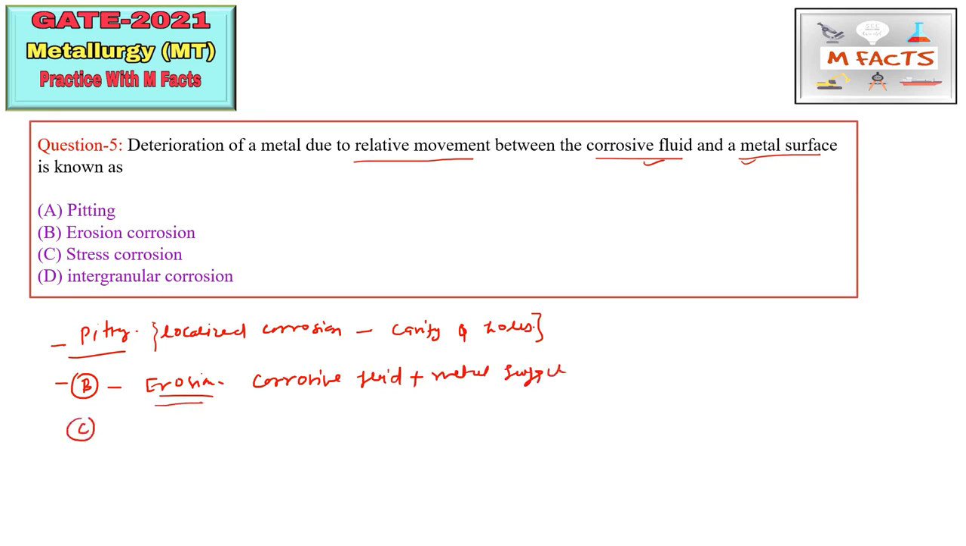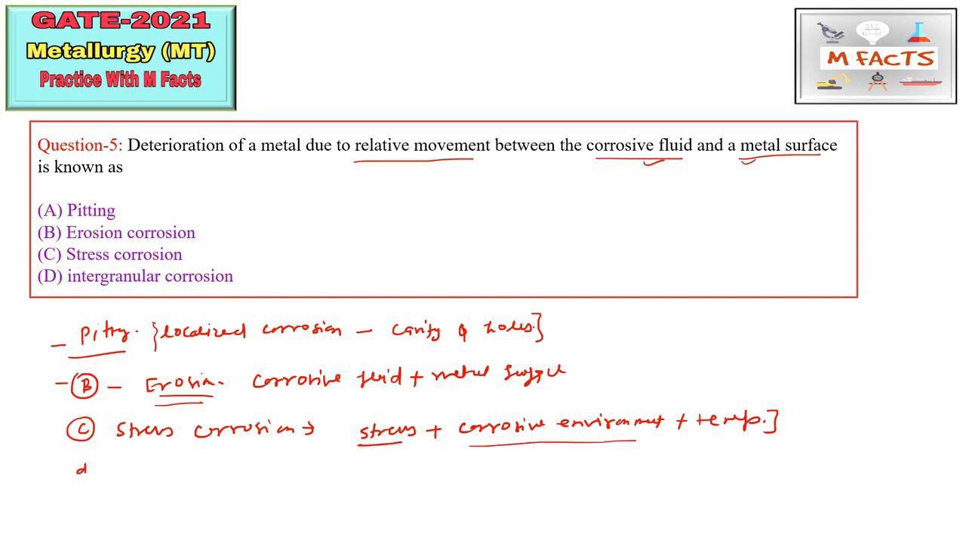The C part is stress corrosion. For stress corrosion, three things are important: stress and a corrosive environment, both are necessary, and temperature also plays an important role. And the D part is intergranular corrosion.